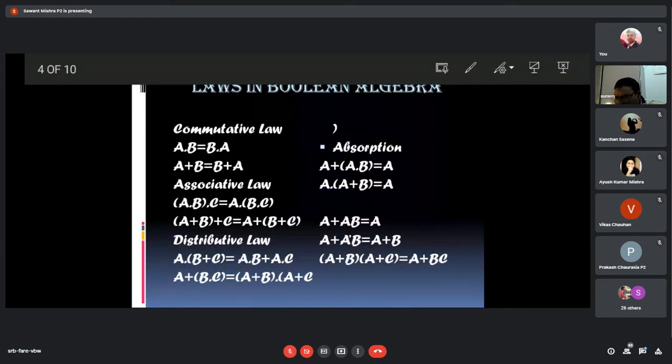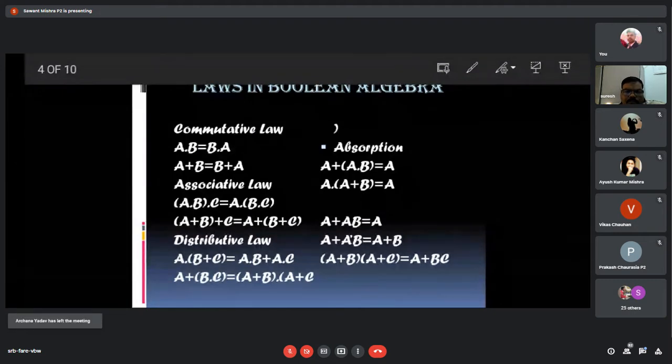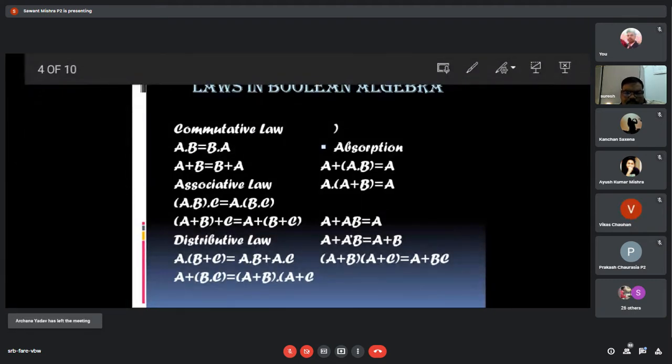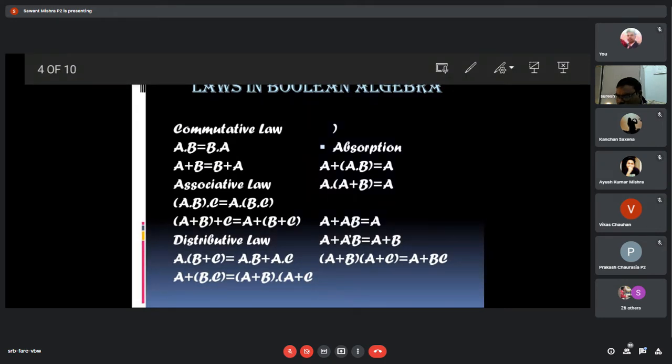So in the distributive law, all the binary variables have to be expanded. In the absorption law, a plus (a dot b) is equal to a, and the second part of the absorption law is a dot (a plus b) is equal to a. Here are also some special laws in Boolean algebra. A plus ab is equal to a, the second law is a plus a' b is equal to a plus b, and the third law is (a plus b) into (a plus c) is equal to a plus bc.